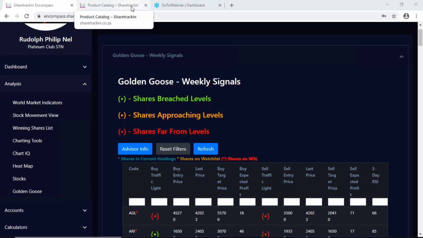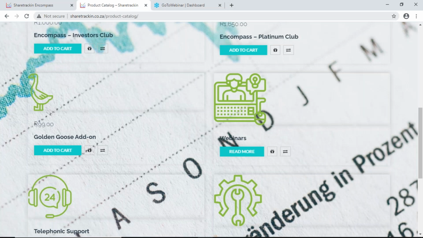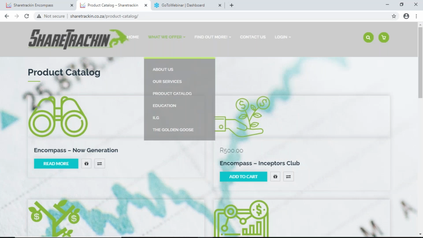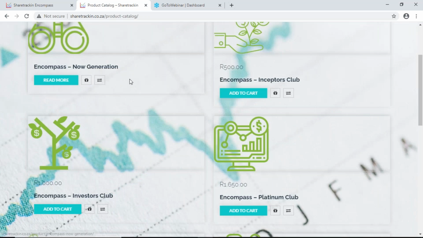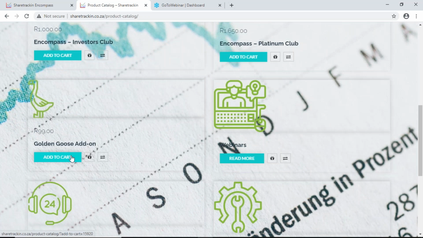But yeah, you just go directly to our website, sharetrackin.co.za. Go to what we offer, products catalog, scroll down to Golden Goose, add it to your cart and just subscribe for it. Okay, and as I said as well, it is a 12-month thing, so you can't get out beforehand. But if you feel like listening, it really doesn't work for me, then we can make an exception of getting you out of it. But other than that, it is 12 months.